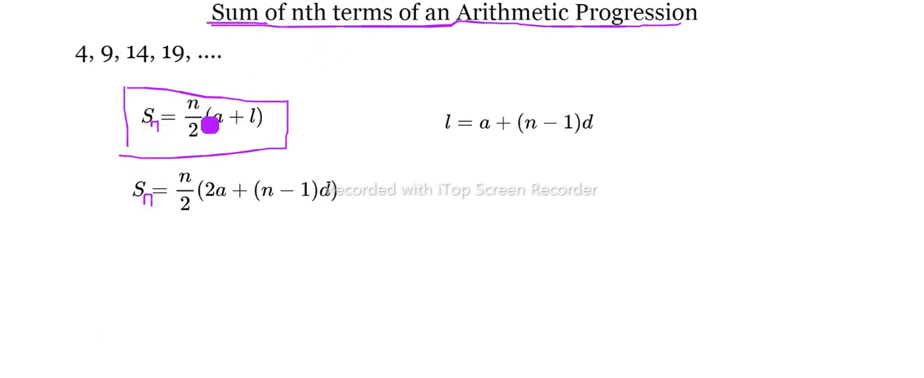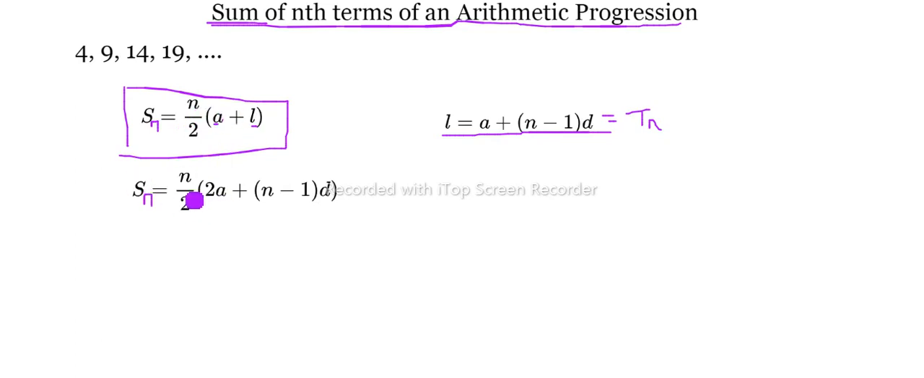Remember, for an AP, a is the first term, n is the number of terms, and l here is serving as the last term. The last term has the same expression as the nth term. So if you know the first term and the last term, we can use this expression to calculate the sum of the terms in the sequence.